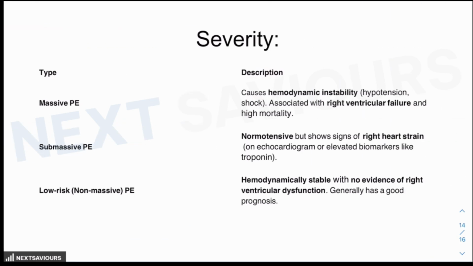Now, why submassive pulmonary embolism? Because, based on the severity, it can be divided into massive, submassive, or low risk. In case of massive, there will be hemodynamic instability. In case of submassive, the patient will be normotensive, but there are signs of right heart strain on echocardiogram. As far as low risk is concerned, these patients are hemodynamically stable with no evidence of right ventricular dysfunction, having a good prognosis.